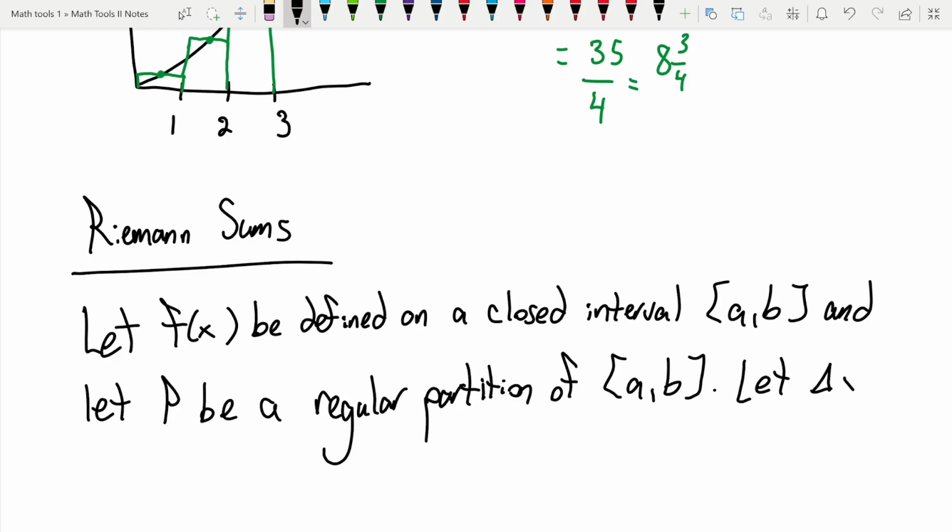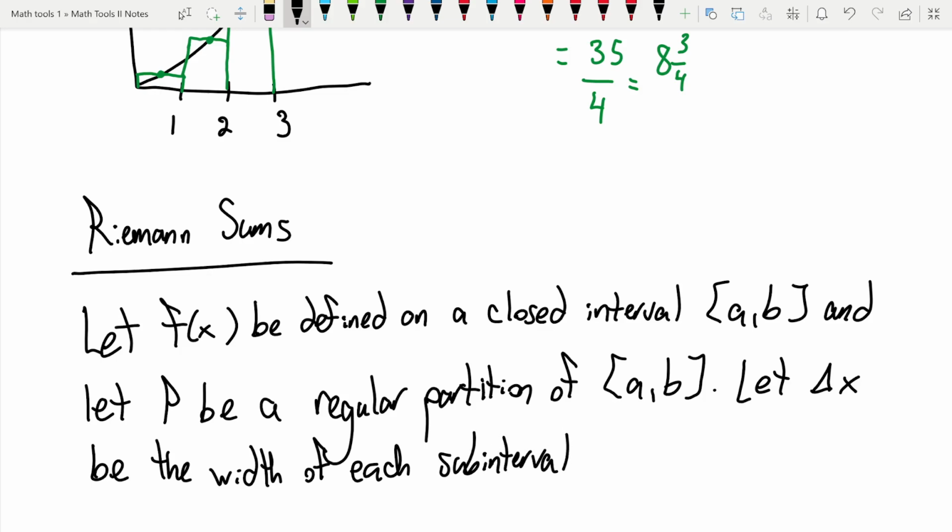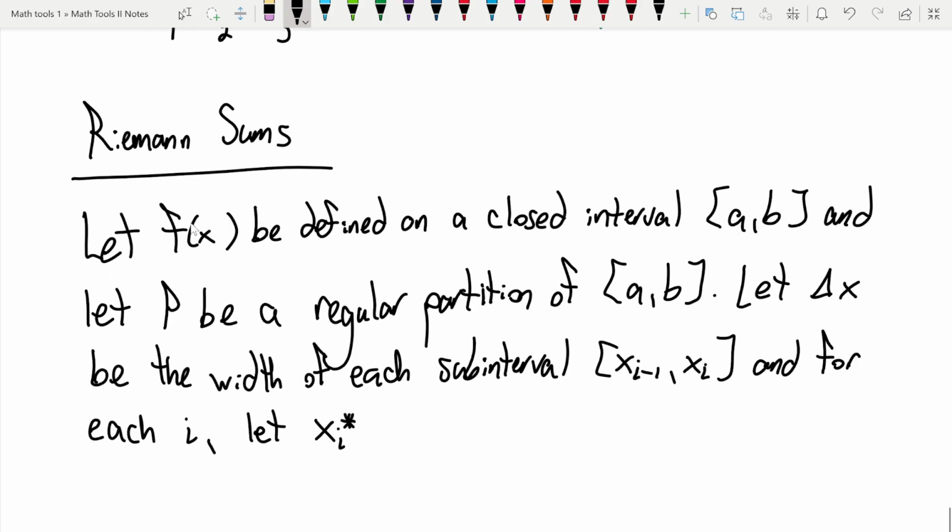Let delta x be the width of each subinterval [x_{i-1}, x_i], and for each i, let x_i star, okay, so it's like x_i with an asterisk as the superscript, x_i star be any point in [x_{i-1}, x_i].